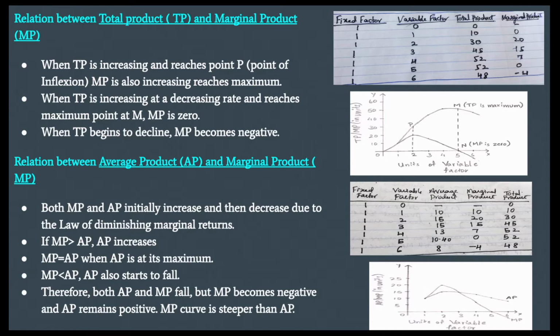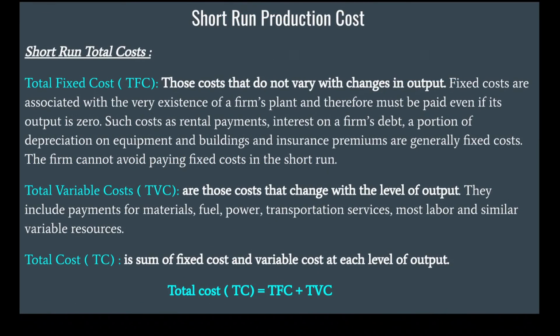Relation between average product AP and marginal product MP. Both MP and AP initially increase and then decrease due to the law of diminishing marginal returns. If MP is greater than AP, AP increases. MP is equal to AP when AP is at its maximum. If MP is less than AP, AP also starts to fall. Therefore, both AP and MP fall, but MP becomes negative while AP remains positive. The MP curve is steeper than AP, which you can see in the figure.